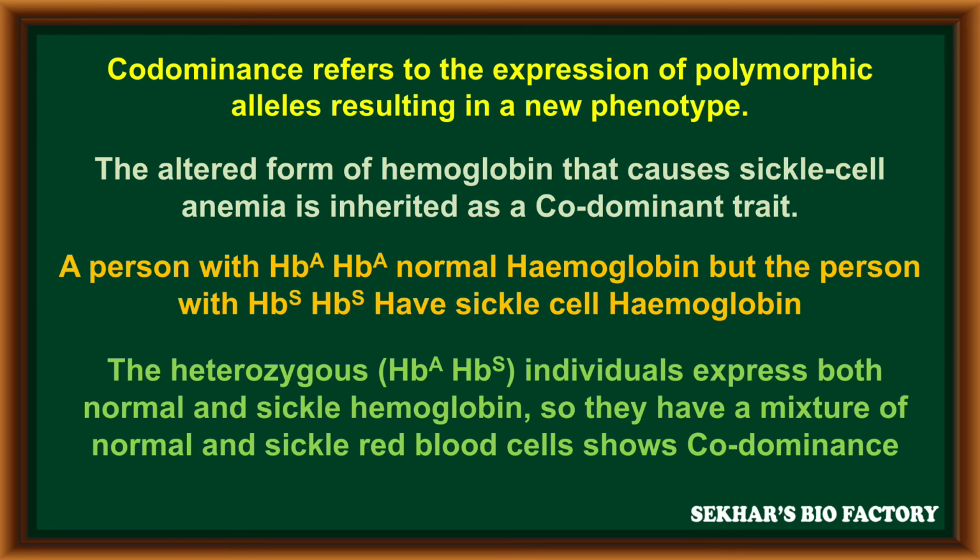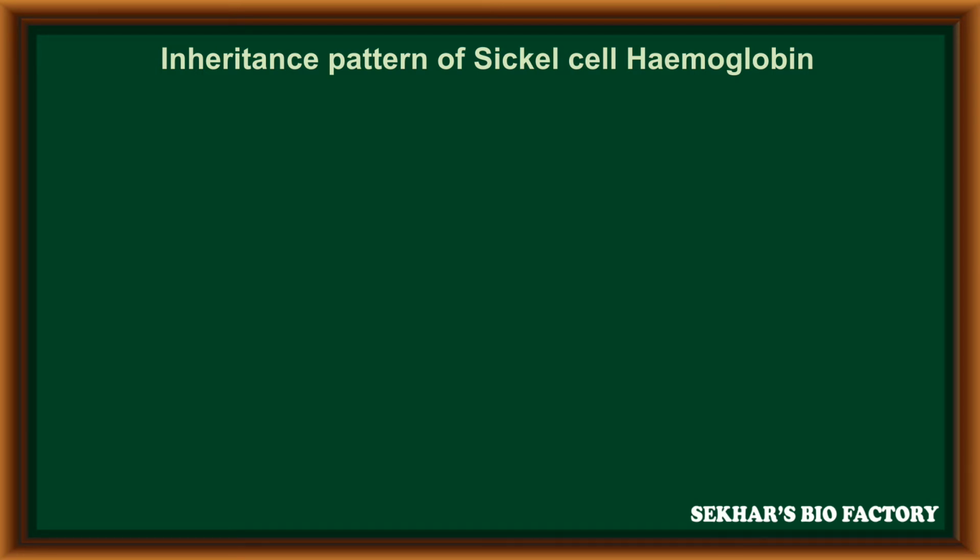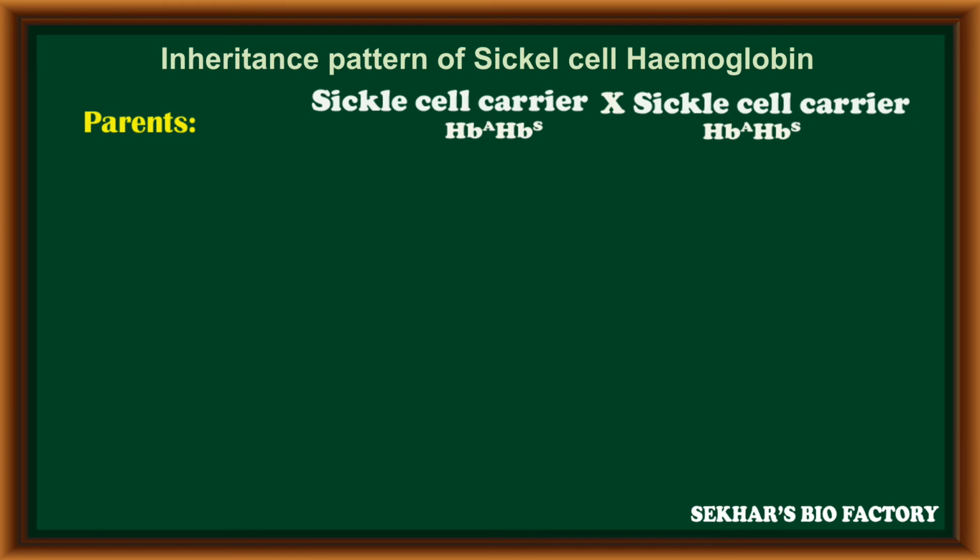The heterozygous individuals with the HbS allele express both normal and sickle hemoglobin, so they have a mixture of normal and sickle red blood cells, which shows codominance. In the inheritance pattern of sickle cell hemoglobin, we conduct a cross between two individuals who are both carriers for sickle cell anemia. The HbA HbA allelic combination can produce normal hemoglobin. HbA HbS in heterozygous condition becomes carriers. The homozygous HbS HbS becomes sickle cell anemia. So these are the three types of allelic combination for a normal, carrier and sickle cell anemia person.